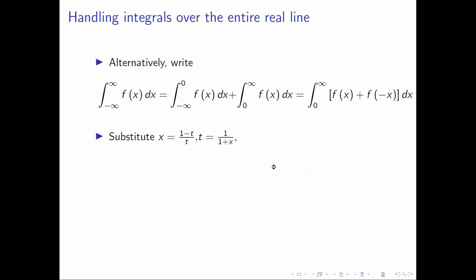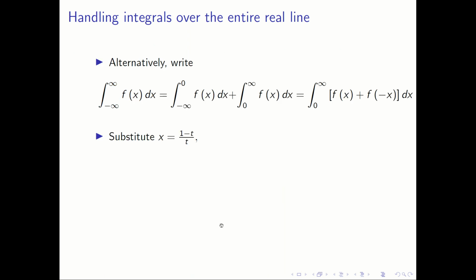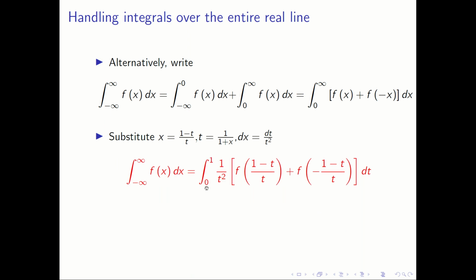The previous formula involved a different substitution. This is particularly well suited for Gauss quadrature, but Gauss quadrature with even order only. This formula is also well suited for Gauss quadrature. Of course, you have to shift your variables by the standard method that we discussed when we were talking about Gauss quadrature to use this. And the only point is, with Gauss quadrature this is always safe because you never evaluate the integrand at the endpoints.